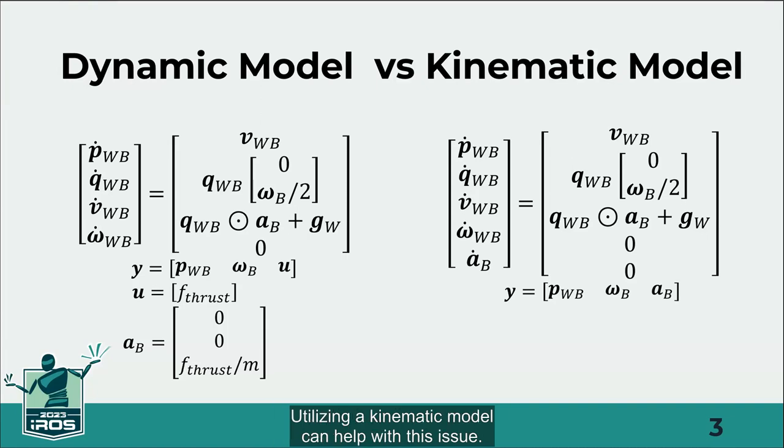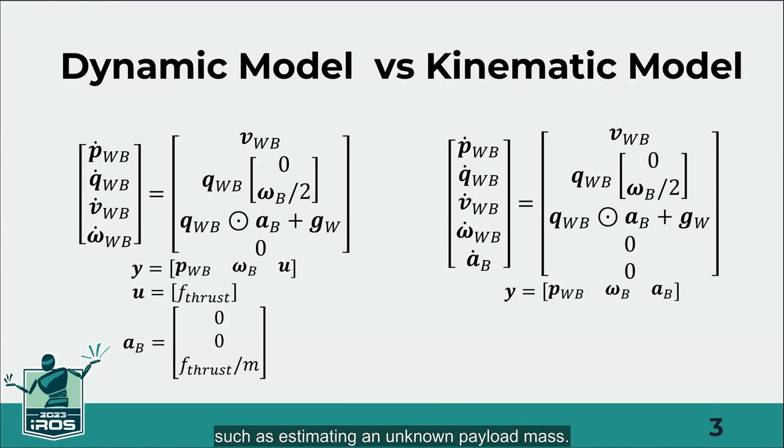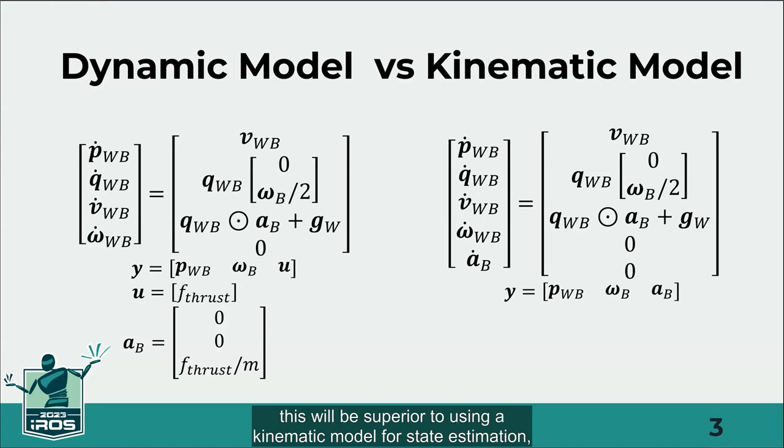Utilizing a kinematic model can help with this issue, given that the sensors can accurately capture the entire dynamics of the system. However, the kinematic model will struggle with tolerating noise and uncertainties, and it will not be able to perform parameter estimations such as estimating an unknown payload mass. If we can use an accurate dynamic model of the system, this will be superior to using a kinematic model for state estimation, as it can provide a higher level of detail of system dynamics to our state estimator.